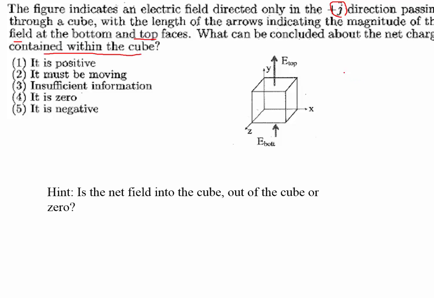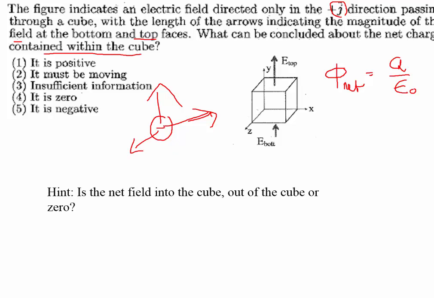Well, remember we said Gauss's law is phi net equals Q inside divided by epsilon naught. Now, if we have a surface here, if there is a net flux leaving the surface, what kind of charge is inside? The net charge inside will be positive. On the other hand, if you have a surface where the net flux is entering, that means the net charge inside is negative. All right, can you use that to answer this question?